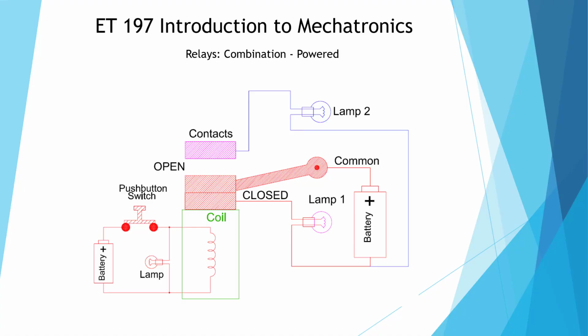Here I have a diagram of a combination relay, powered. So our switch is pressed, we have current flow here, so we have a magnetic field which pulls our contact closed and opens up the other set of contacts. So here we have current flow in the open set of contacts, normally open, and our normally closed contact is now open and our lamp is off.